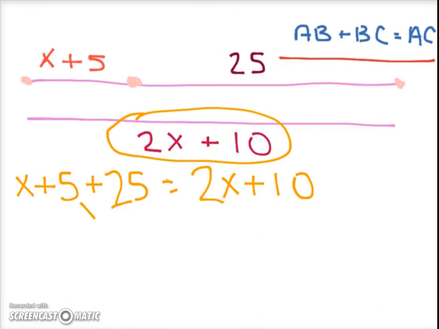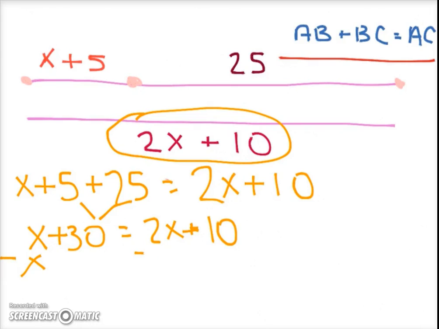The first thing that we do, we should combine some like terms. So we have x plus 30 is equal to 2x plus 10. So what we do now is get the x's to one side. It's probably easier to subtract this x from that side. So then we're left with 30 equals 2x minus x, which is x, plus 10.